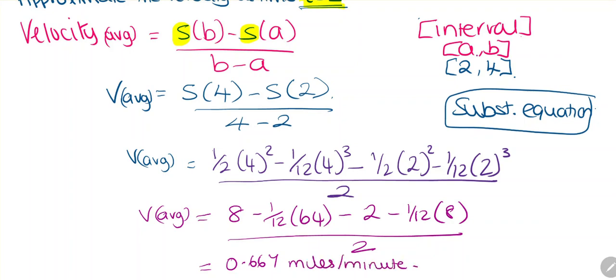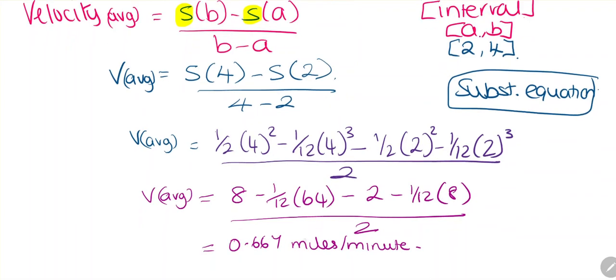Now, when we're talking about miles, we normally talk about miles per hour or kilometers per hour. We don't talk about miles per minute. So we need to multiply this. Now there's 60 minutes in an hour, so we're going to multiply by 60. So then this is going to give us 40 miles per hour. So the average velocity is going to be 40 miles per hour.